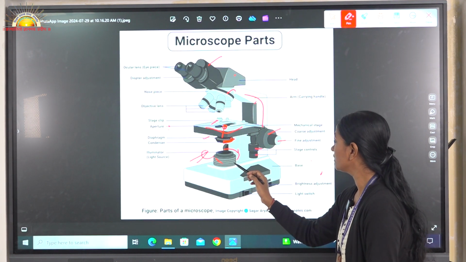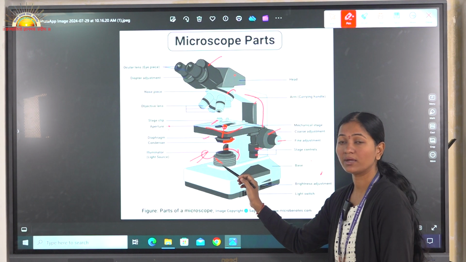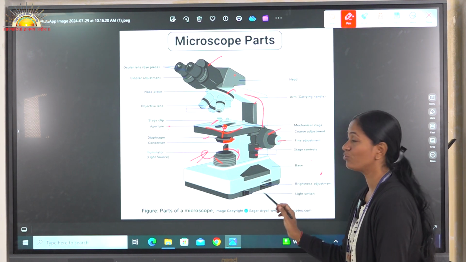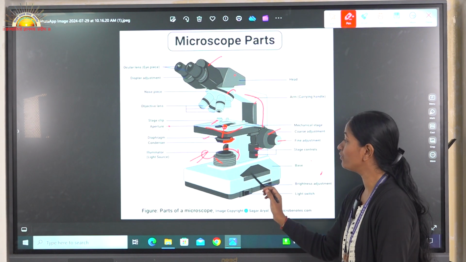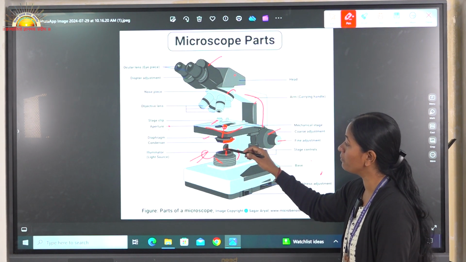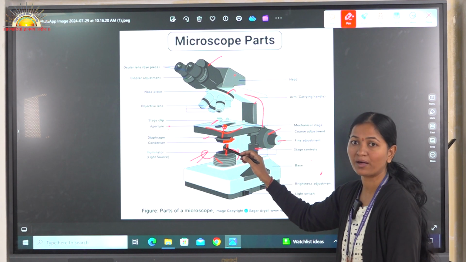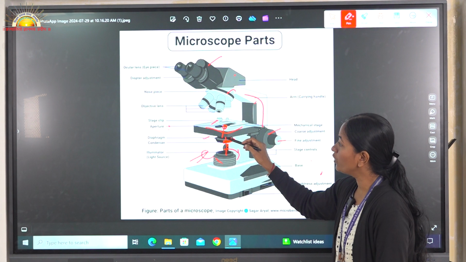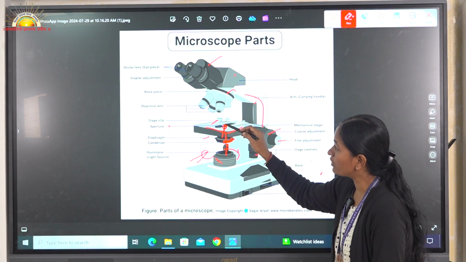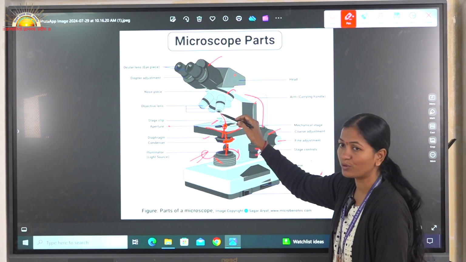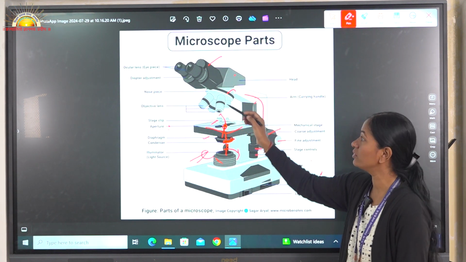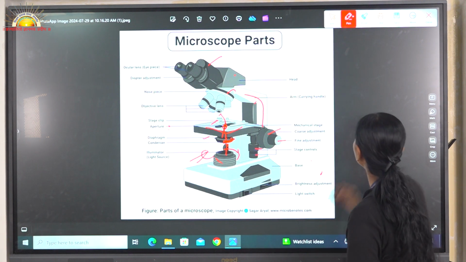Again here, the light source is inbuilt. Whenever you operate this microscope, you only have to switch it on and off. After switching on, light is emitted and passes towards the condenser here. After that, it passes through the aperture and your specimen, then it is reflected to the objective. From the objective it is enlarged with the help of an eyepiece.